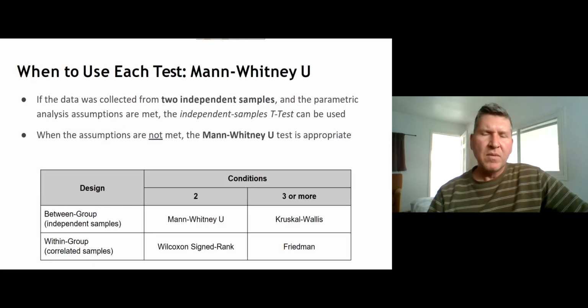Well, let's start with the Mann-Whitney. If we have 2 independent samples and the parametric assumptions are met, we can use the independent samples t-test, which we talked about quite a few lectures ago. But when we can't meet those 4 assumptions we just talked about, then the Mann-Whitney U test is appropriate.